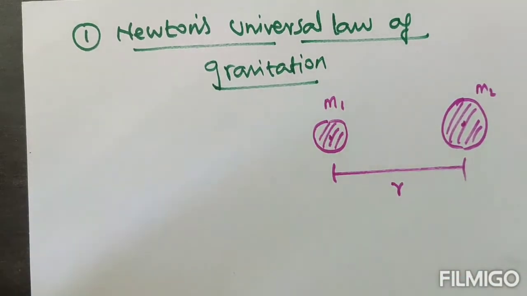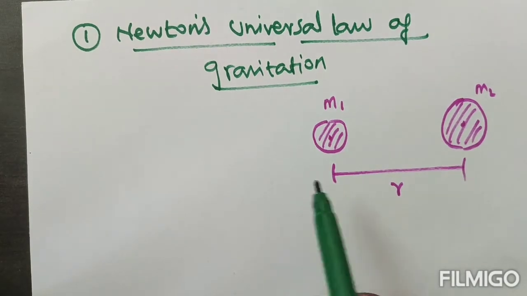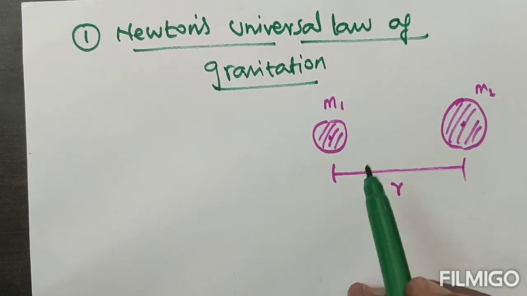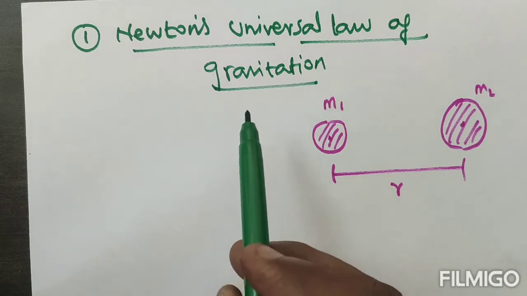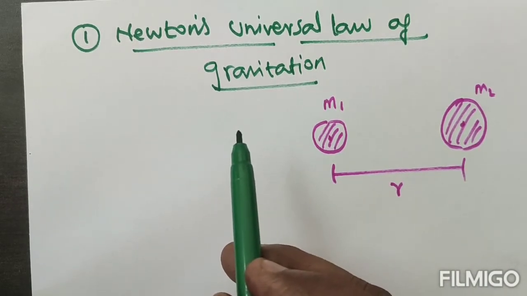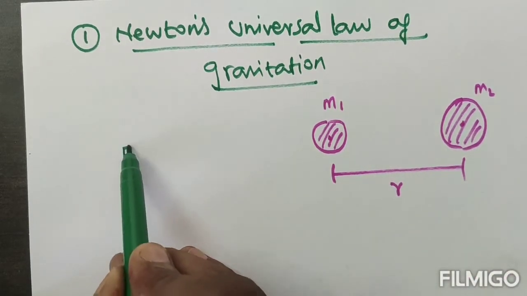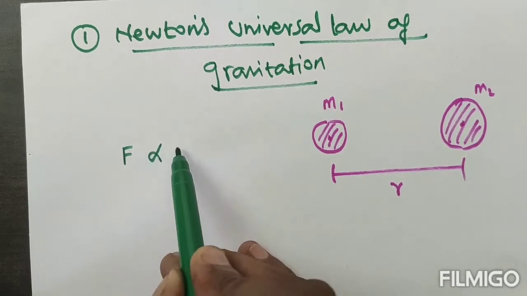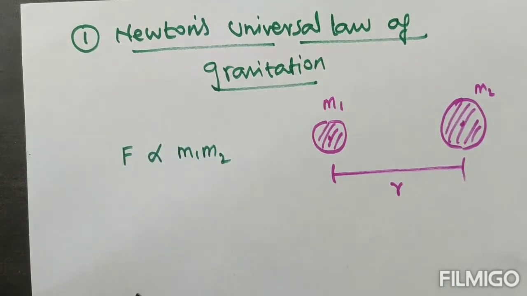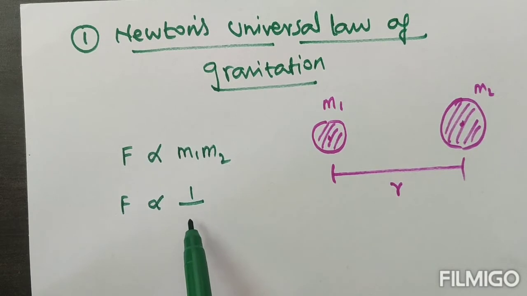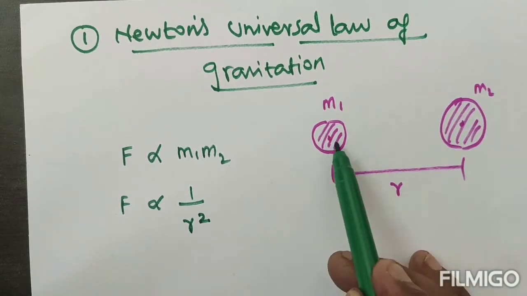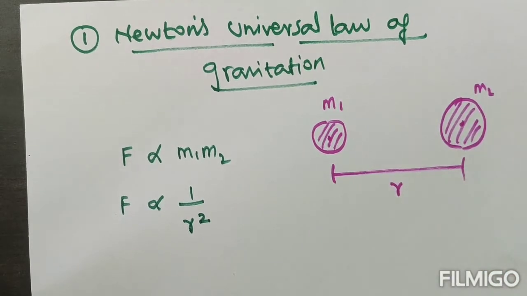So now, according to Newton's universal law of gravitation, the statement is: each and every body in this universe attracts others. That force of attraction is directly proportional to the product of their masses and inversely proportional to the square of the distance between their centers. So this is Newton's universal law of gravitation.